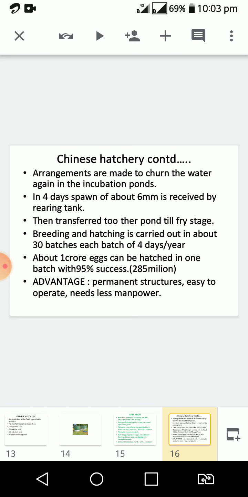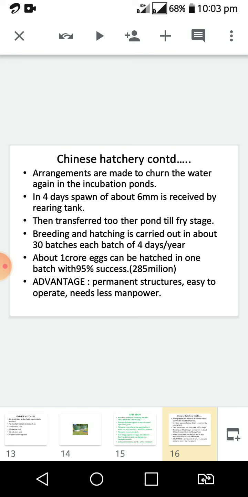Here, about 6 lakh of 4-day-old spawn is received by the rearing tank. Then these are transferred to the pond till the fry stage, and breeding and hatching is carried out in about 30 batches, each batch of 4 days. In this hatchery about 1 crore eggs can be hatched in one batch with 95% success.